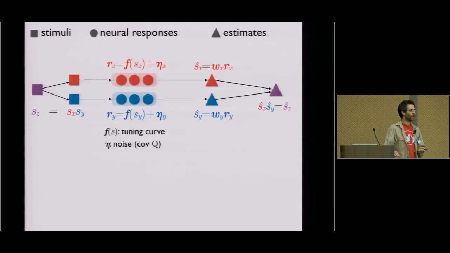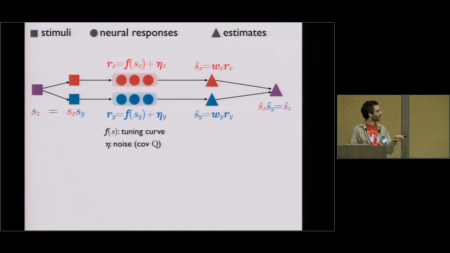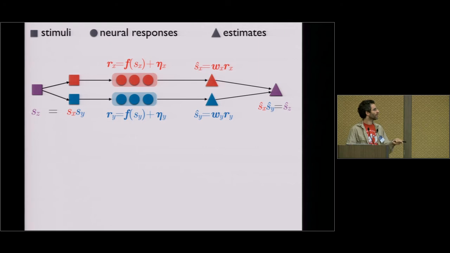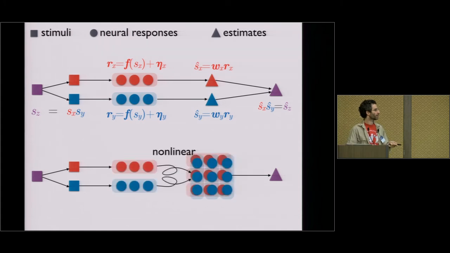So if we had a product code, a quadratic code, how would we think about decoding it? We imagine there's some stimulus SZ, and it appears as observables SX and SY. Each of those is linearly encoded by some population of neurons. One thing we could do is what we did before, which is decode those linearly, get estimates S hat X and S hat Y, and just multiply the estimates. Well, the brain's not going to do that, but what the brain might do is, instead of decoding first and then multiplying, multiply first and then decode, and that's mathematically equivalent.